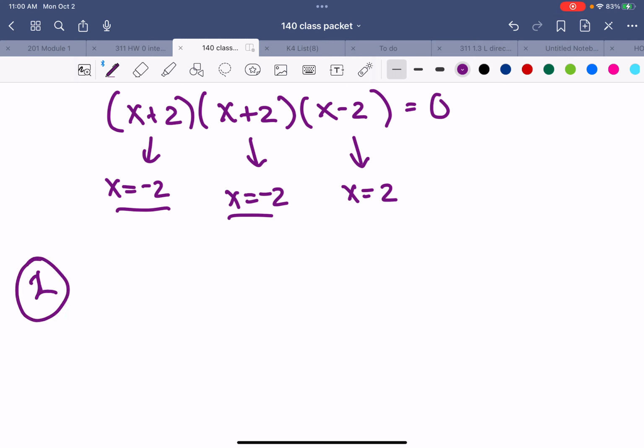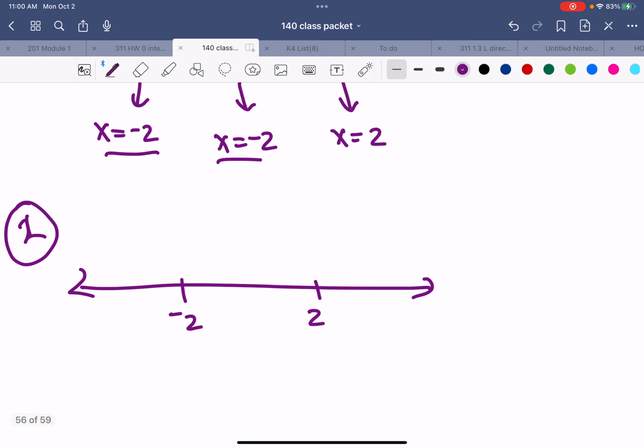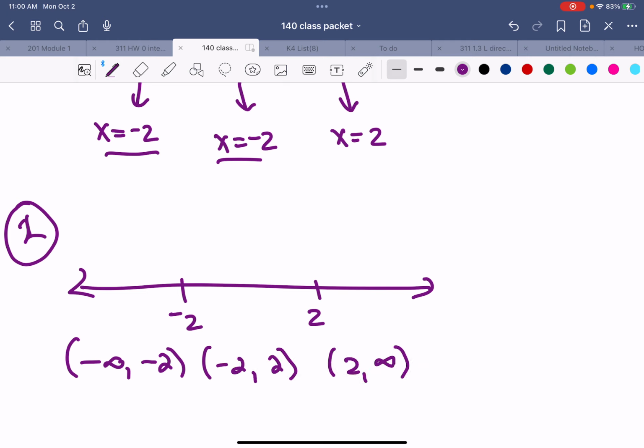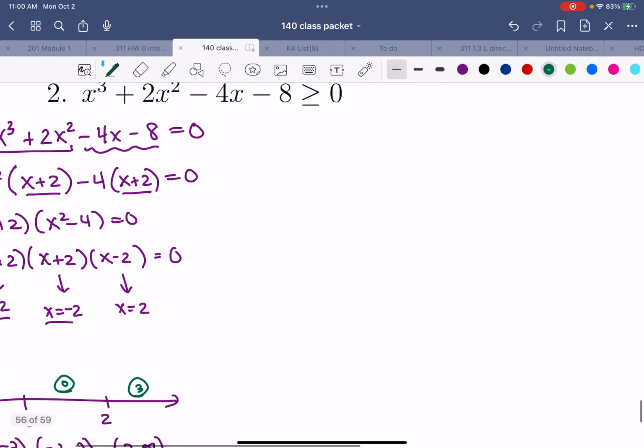So we're going to set up our number line. And we're going to put on -2 and 2. And then we're going to choose a number. Here are my intervals. Sorry, -infinity to -2, -2 to 2, and 2 to infinity. And I want to choose a number in all 3 zones. So a -3 over here. I'm going to choose 0 here and choose 3 over here. And then we're going to go back to the original and plug them all in.